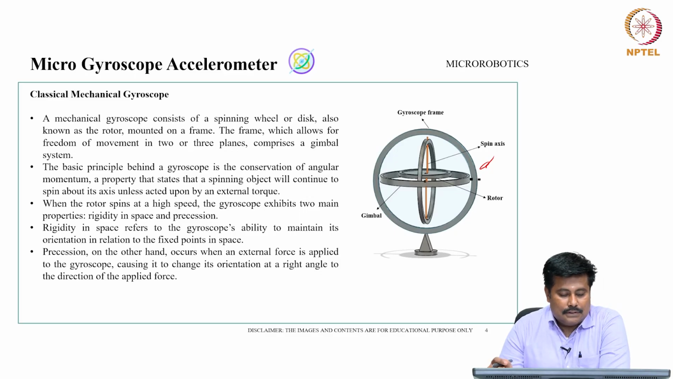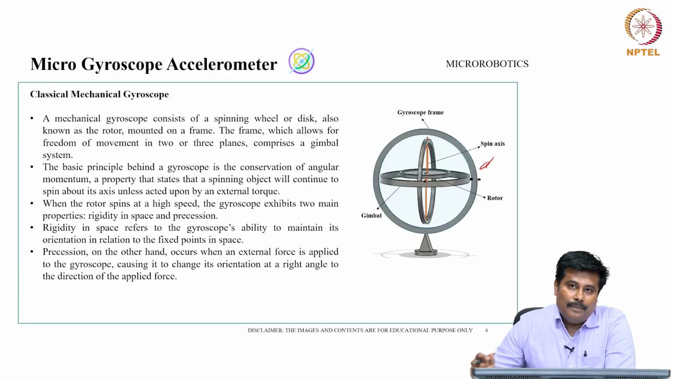When the rotor spins at high speed, the gyroscope exhibits two main properties: rigidity in space and precession. This rigidity in space refers to the gyroscope's ability to maintain its orientation in relation to the fixed points in space. Precession, on the other hand, occurs when an external force is applied to the gyroscope, causing it to change its orientation at a right angle to the direction of the applied force.